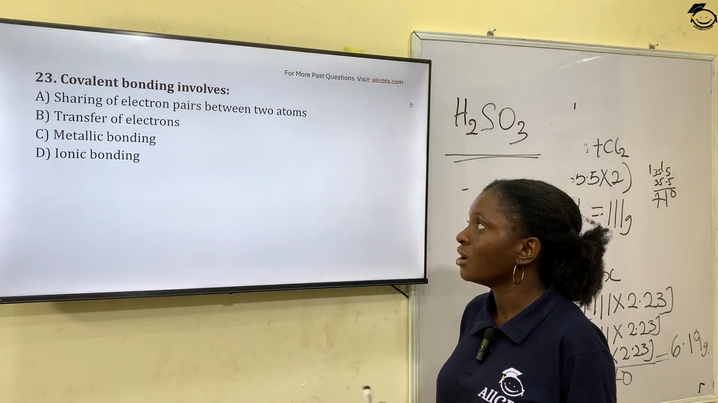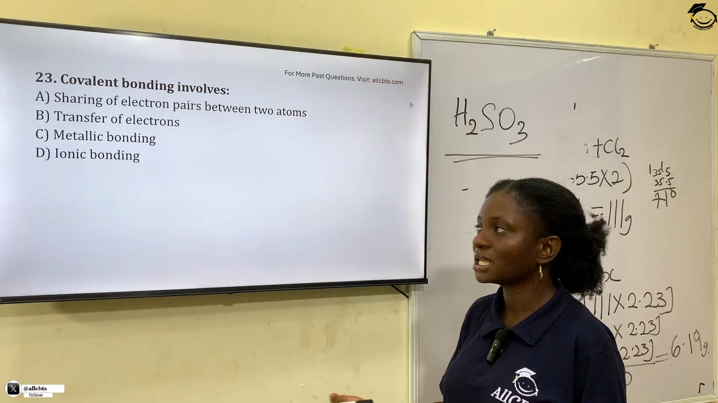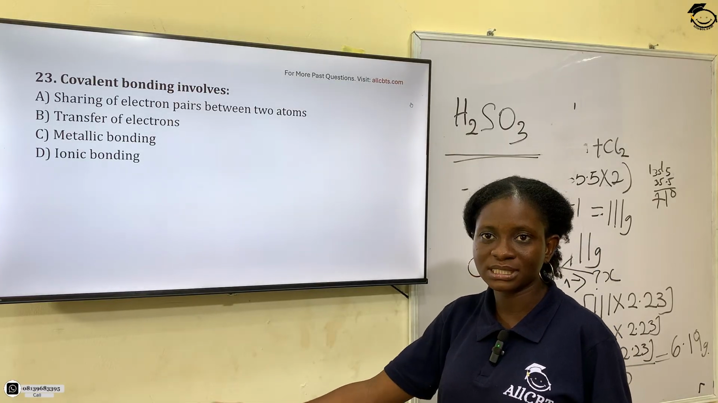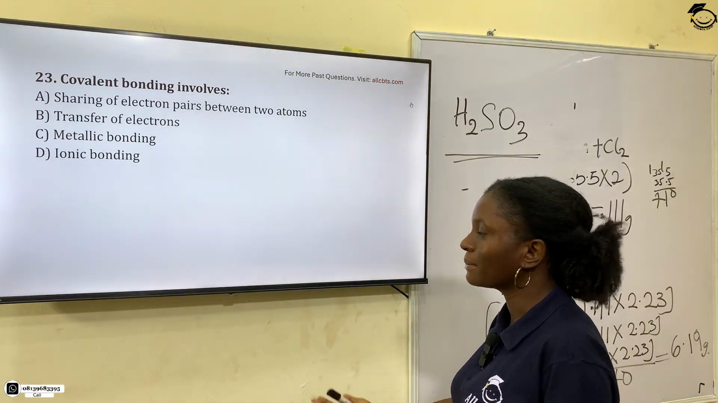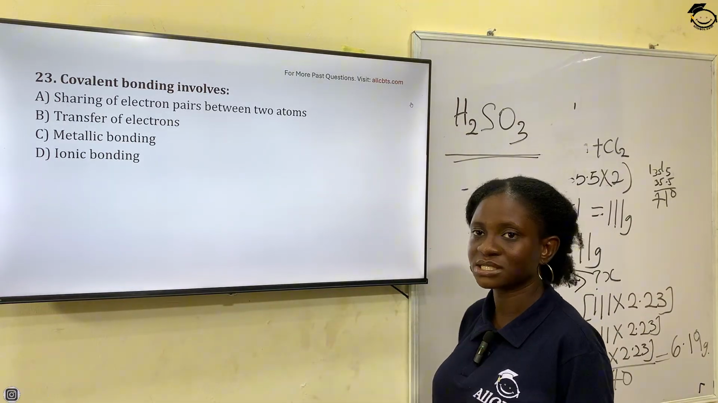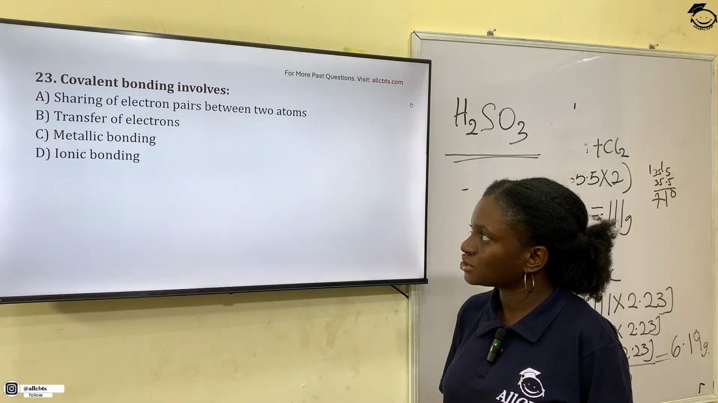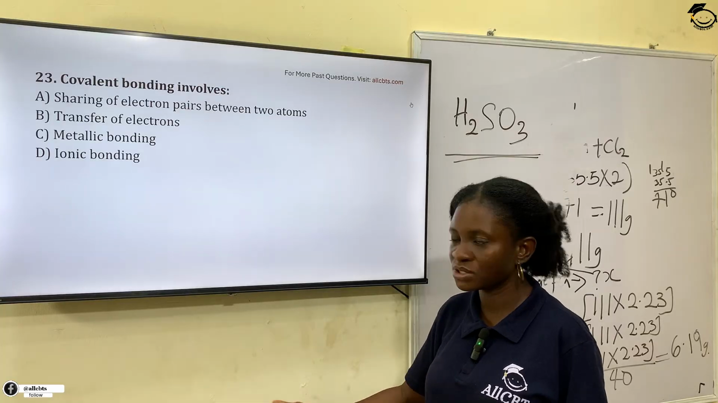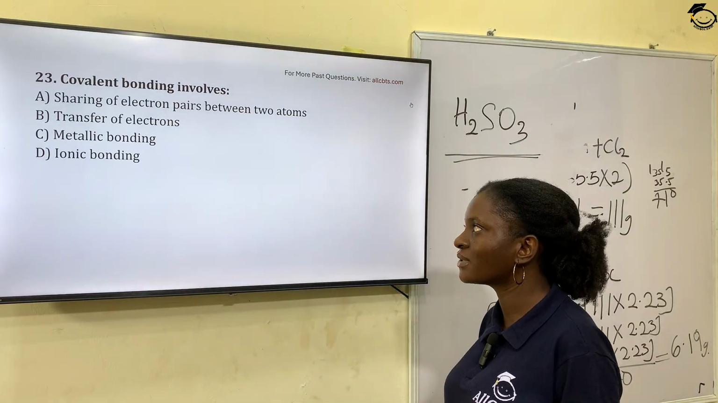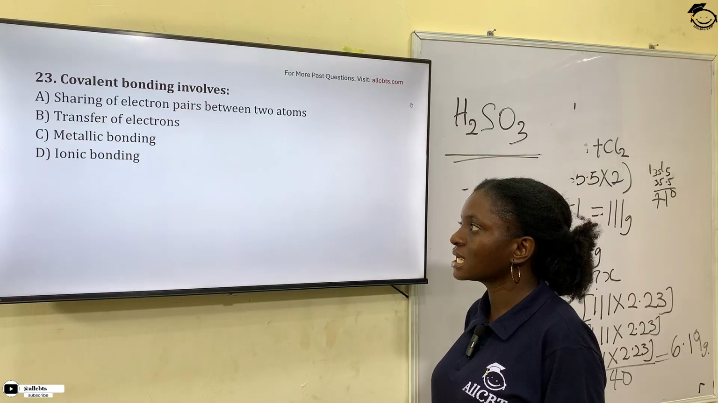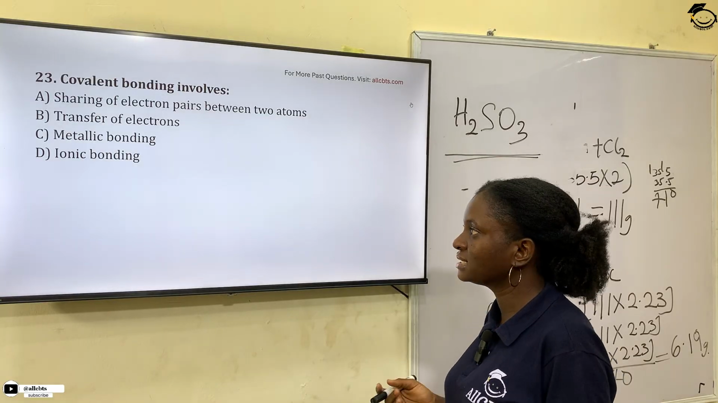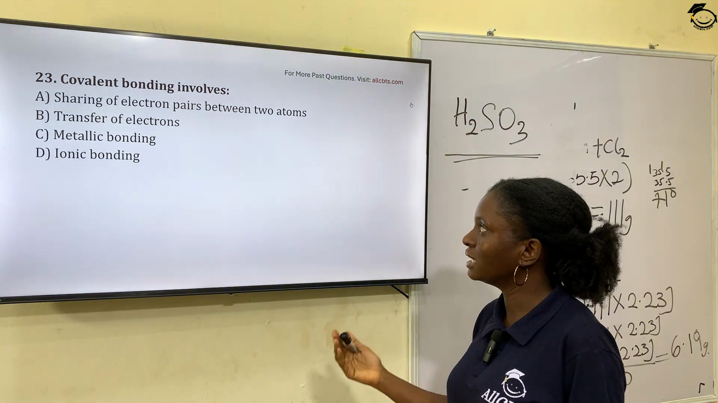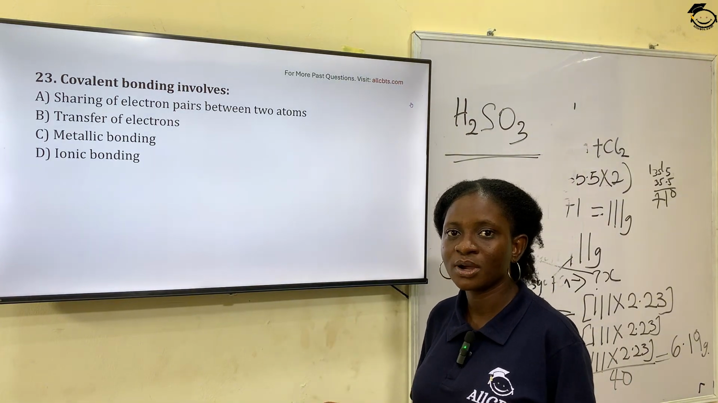Question 23. Covalent bonding involves sharing. The meaning of co is like a co-owner, they are sharing a percentage in a business or something. So question 23. A, sharing of electron pairs between two atoms. B, transfer of electrons. C, metallic bonding. D, ionic bonding. The correct answer is sharing of electron pairs between two atoms.